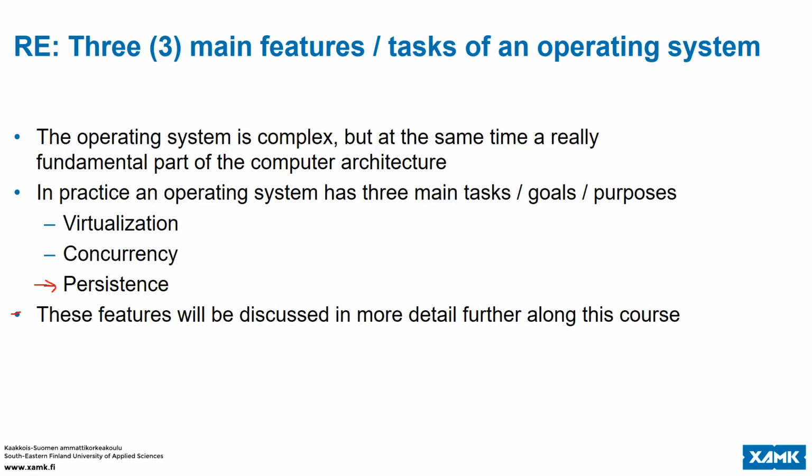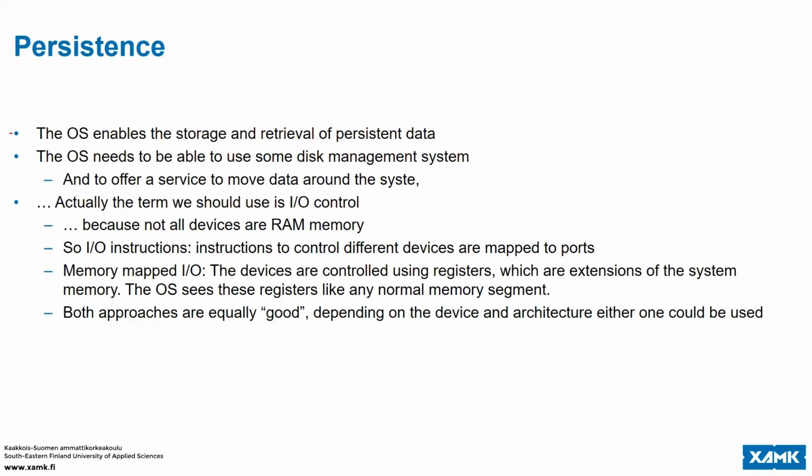So basically, what persistence means is that we need to have a way of saving data. We need to have a way of communicating with disks and also input-output devices. So now let's look at how all of that works. So basically the bottom line is that an operating system needs to enable storage and retrieval of persistent data, and that is what we mean by persistence.